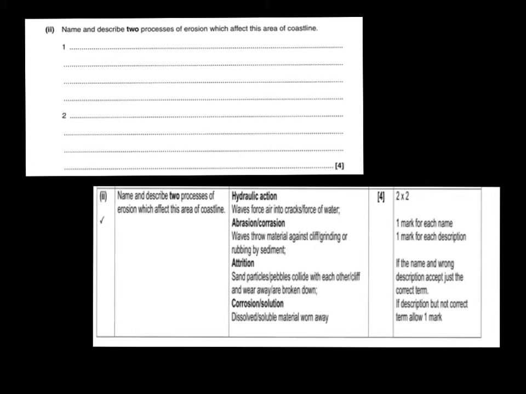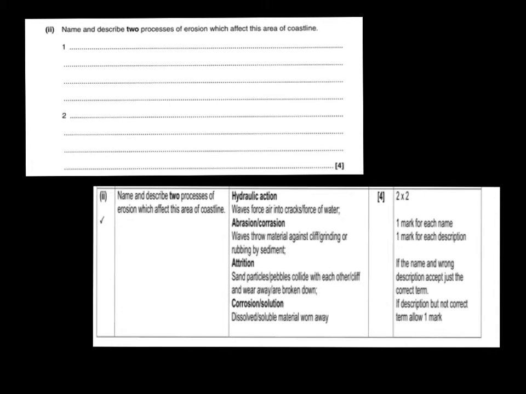Okay, now, when we come to the next question, it's a name and describe question. Four marks is asking for two processes. So if you think about it, understanding the mark scheme should be pretty straightforward. Four marks, two processes, name, describe. And if you look, you'll see exactly what the mark scheme is asking for. There's one mark for each name, one mark for each description. So it really is just saying, pick two types of erosion and explain how each one works.